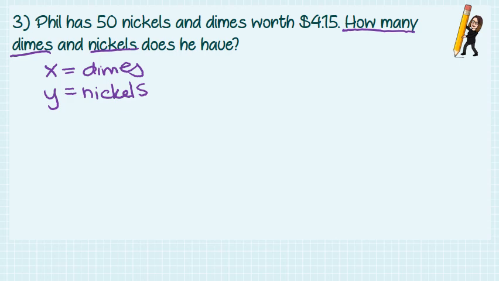Now I need 2 equations. So I need 2 totals. So my totals, if I take a look, he has 50 coins. That's a total. And he has a total amount of $4.15. Those are 2 different totals.